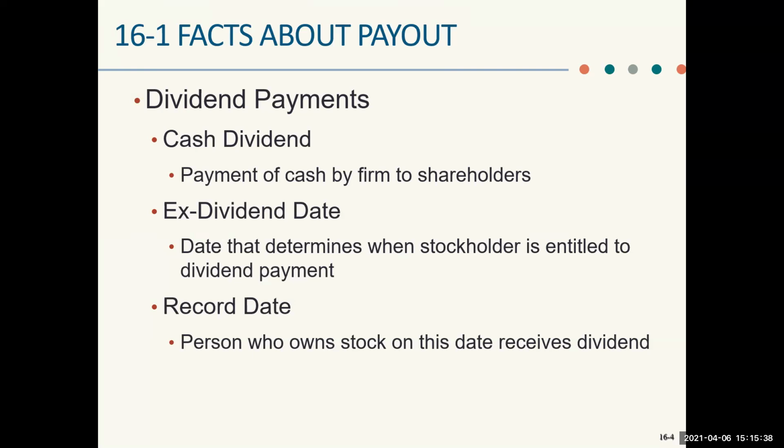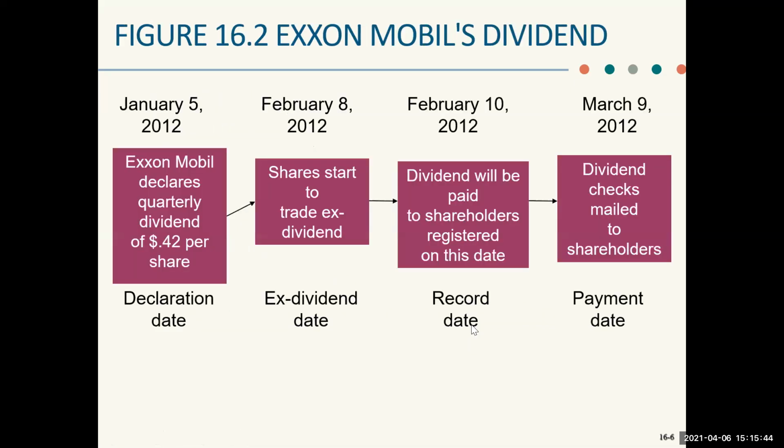Let's see that in this example. Here, this illustrates what these dates are. So let's say ExxonMobil on January 5 decides to pay a 42 cents per share dividend, which is a quarterly dividend. That means every quarter they normally pay dividends. So this quarterly dividend they announced to be 42 cents per share. The CEO came out and announced this dividend on January 5th. And on the same date, the manager announces the further dates.